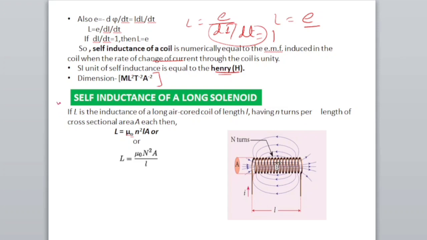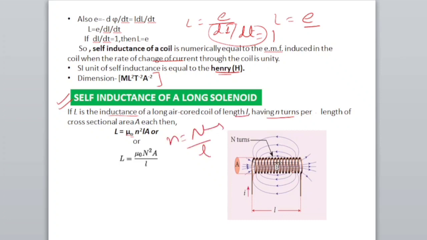Now you must remember this formula also, the self-inductance of a long solenoid. Suppose there is a long solenoid of some length L, current I is flowing through this coil, and A is the area of this solenoid. Then what is the self-inductance of this long solenoid having length L? n is the number of turns per unit length, with cross-sectional area A. So this small n is N by L, and this capital N is what?